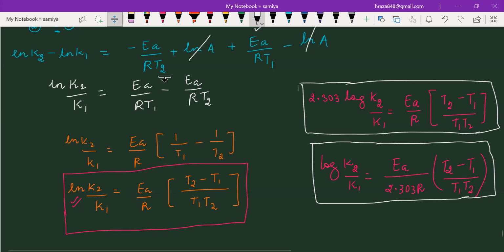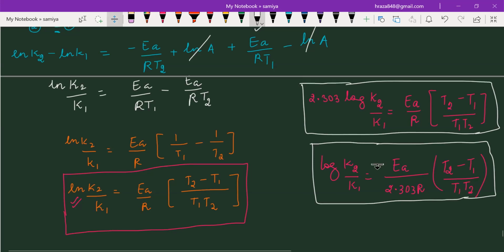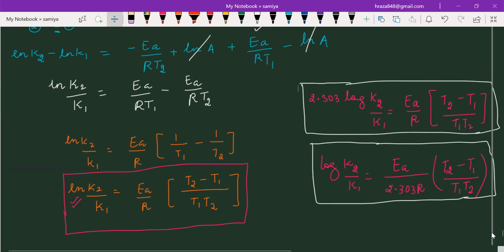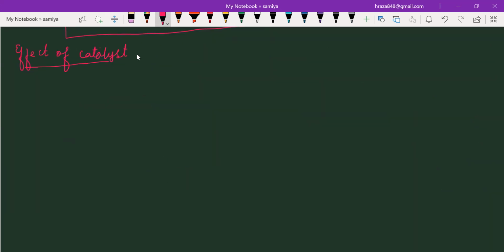Now I'm gonna start a new topic, that is the effect of catalyst. You can see what is the effect of catalyst. So you know that it increases the rate of reaction. So first of all, I'm gonna write a point and then I will explain.